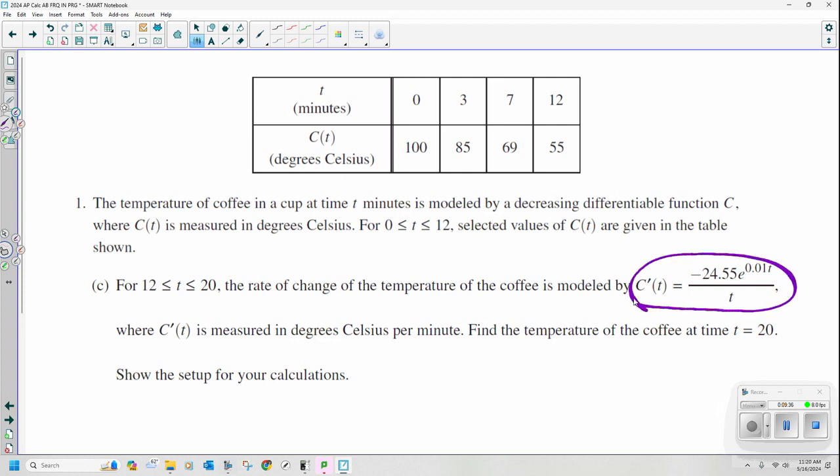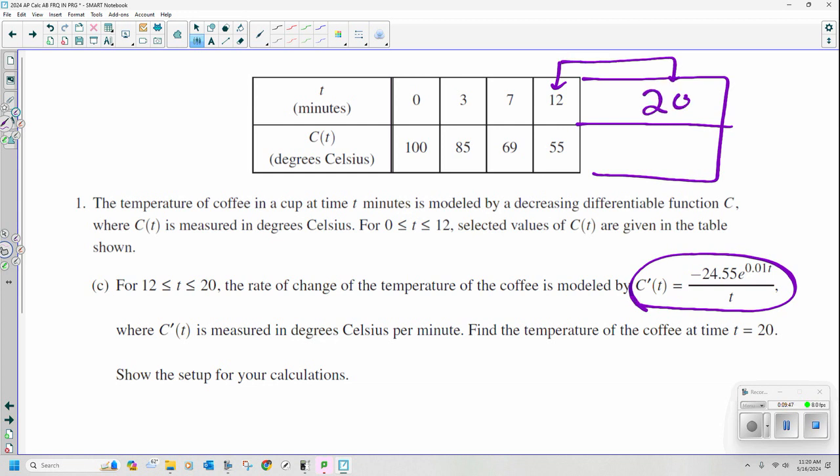Notice that our table only goes to time 12. They're saying from 12 all the way to 20, in this interval here, they don't give us values because we're going to use this equation. That solves for my rate of change for that time span, where C prime of t is measured in degrees Celsius per minute. Find the temperature of the coffee at time equals 20.